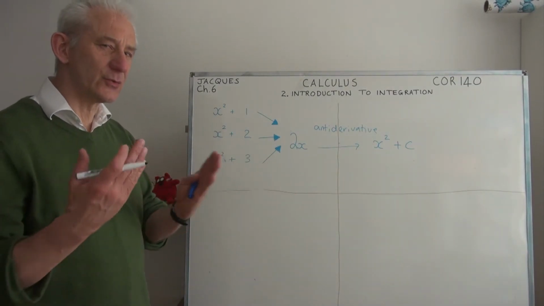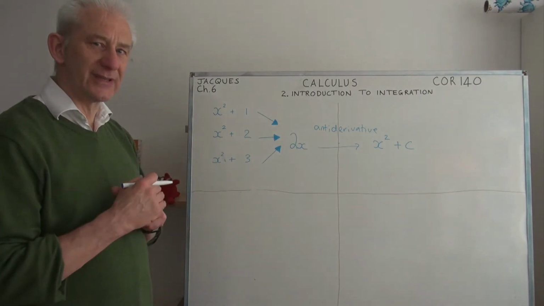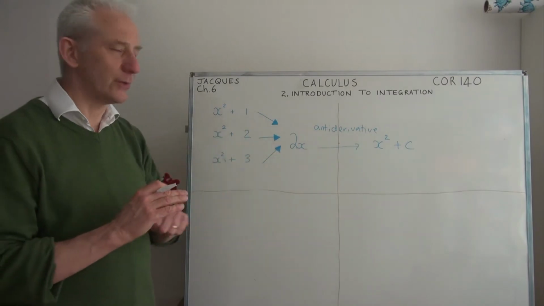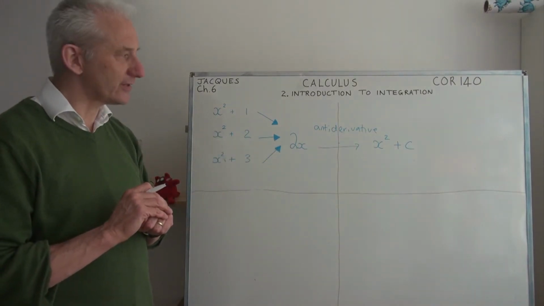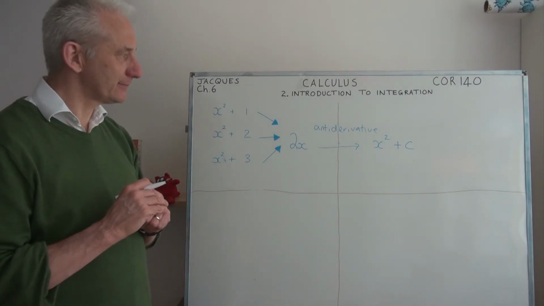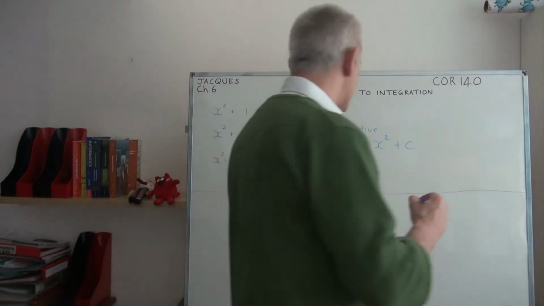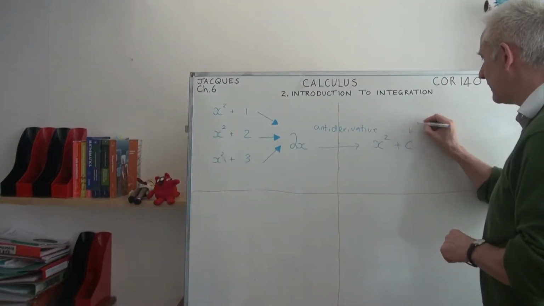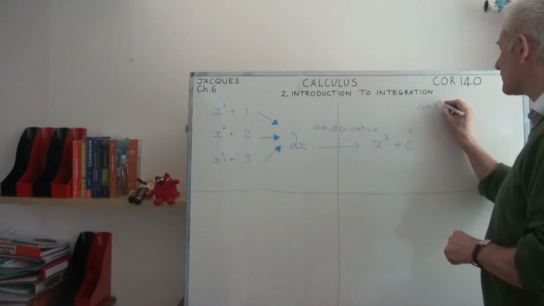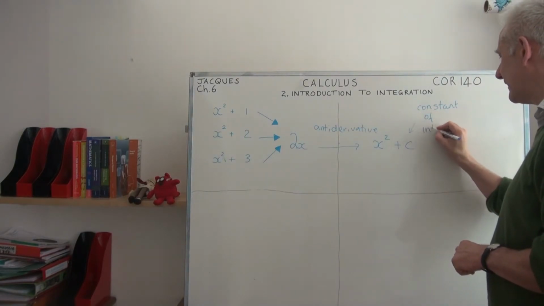In the end, it's not going to worry us too much because we don't need to use some of the integrations that require you to work out the value of c. We're going to see that that c is going to disappear. So this c here has got a special name. It's called the constant of integration.